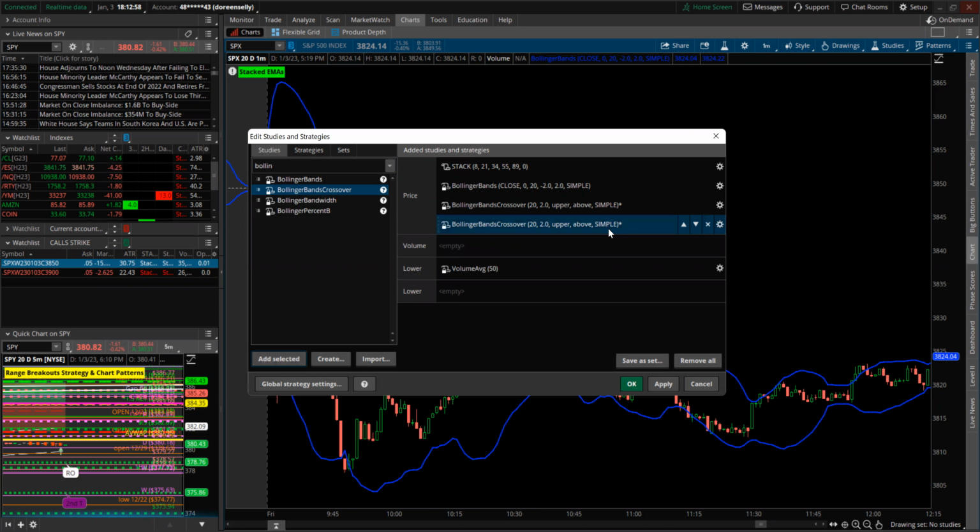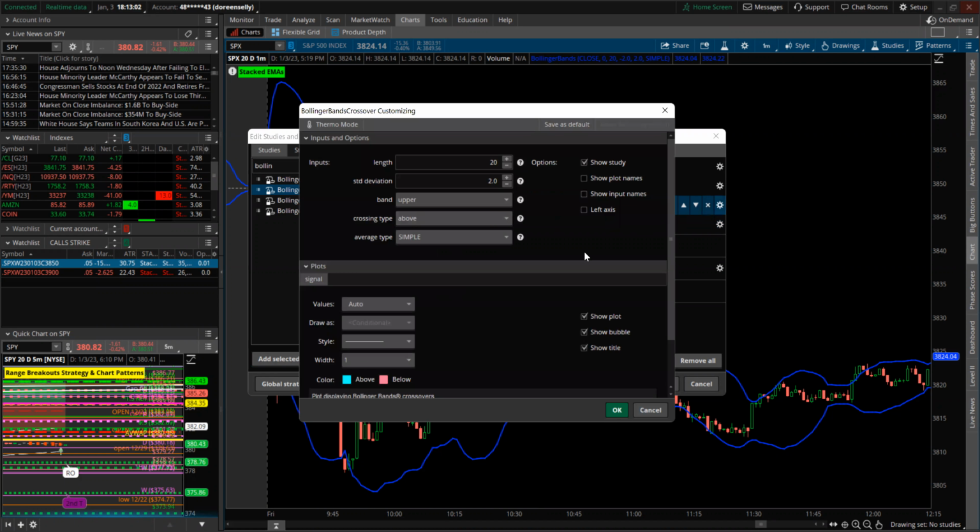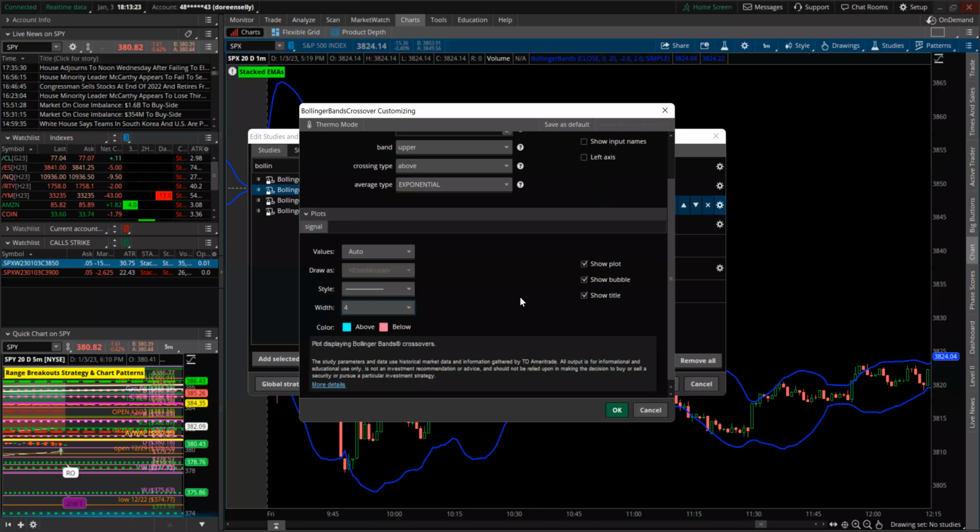You're going to add it 2 times. So we want to add these arrows when the candles cross to the upside, right? So it's upper, above, average type exponential. Show me a blue arrow. Usually my arrows, I make them big to show me there's volatility on that candle. Show me a blue arrow when it crosses above.